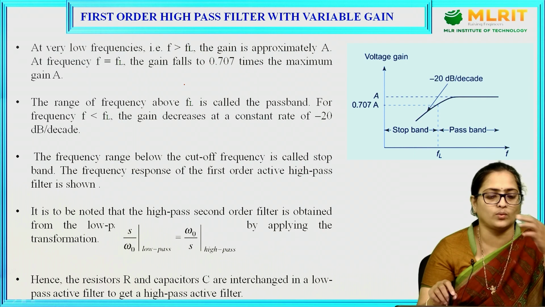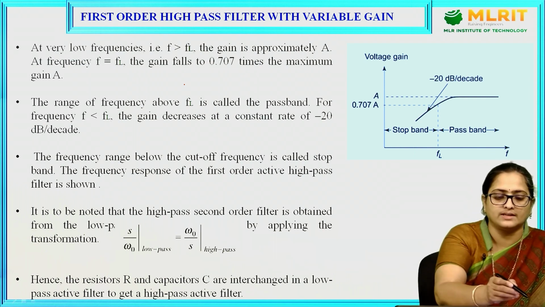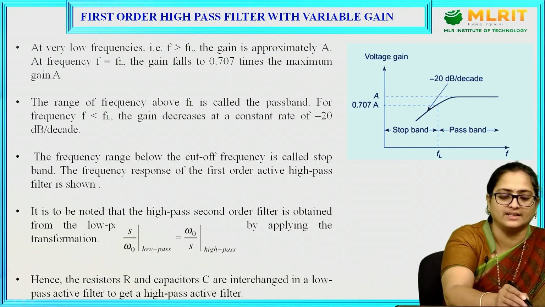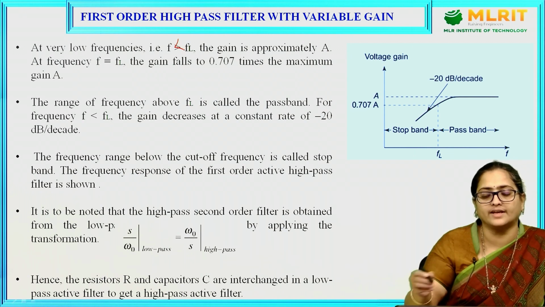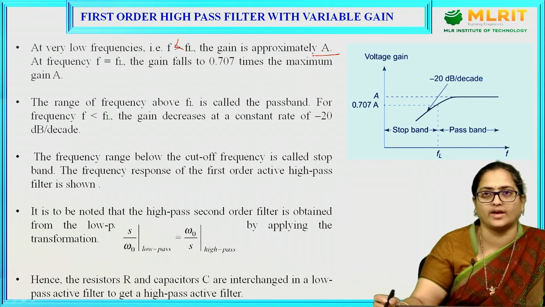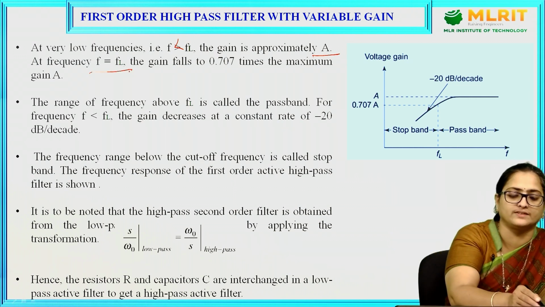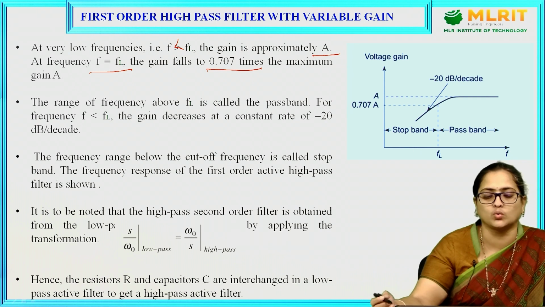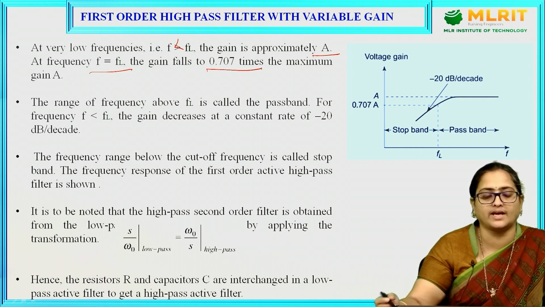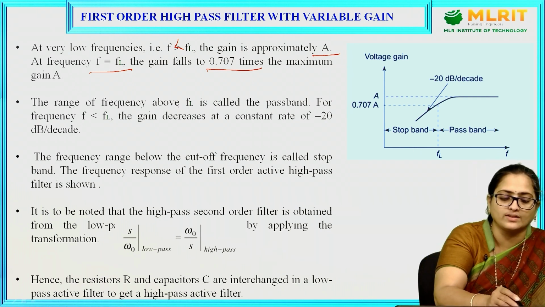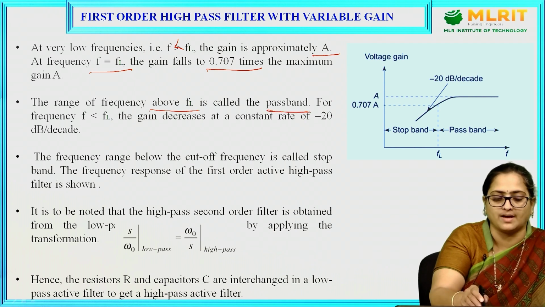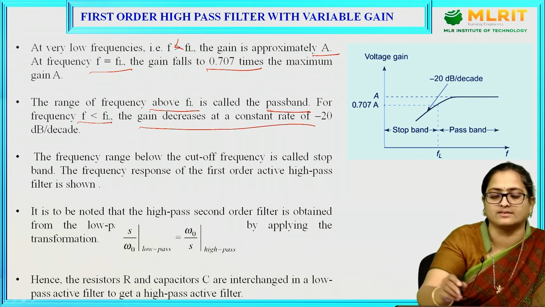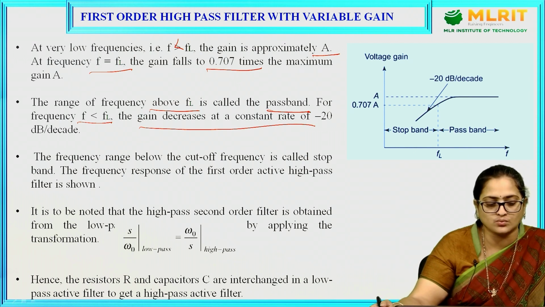At low frequencies, that is when F is less than FL, the gain is approximately equal to A, and at frequency F equal to FL, the gain falls to 0.707 times the maximum gain A. The range of frequencies above FL is called the pass band, and at F greater than FL, the gain decreases constantly at minus 20 dB.